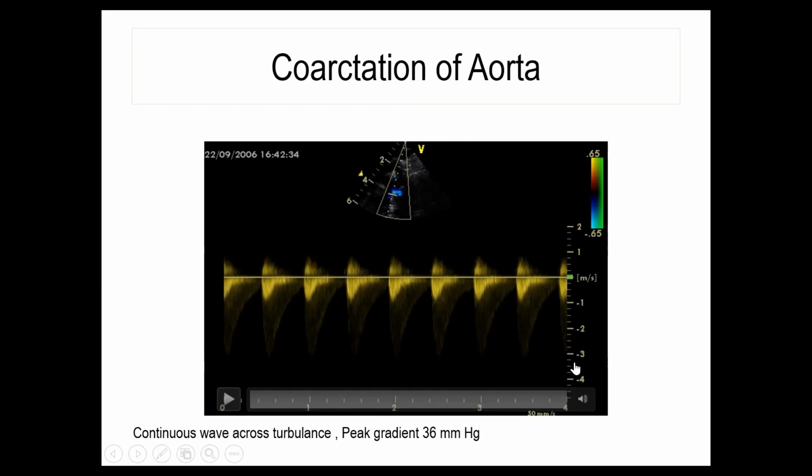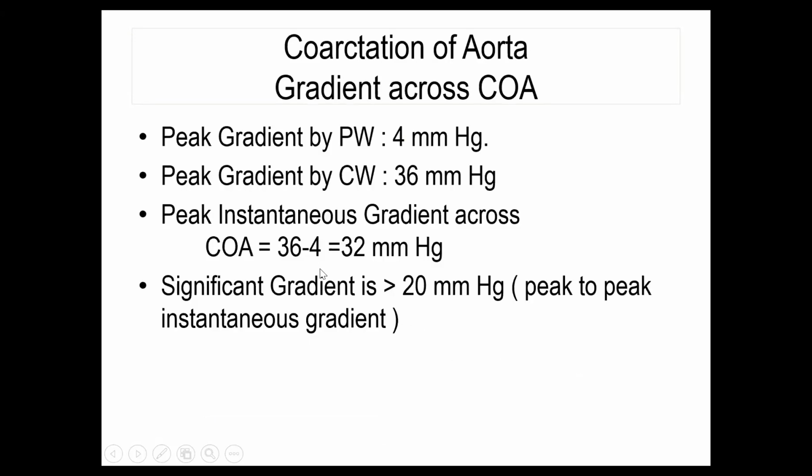So the effective gradient across the coarct is 36 minus 4, that is, the gradient before the coarct, which is 32 millimeters of mercury. Anything more than 20 is considered abnormal. Thank you, sir. Clear? Yes, sir. Thank you, sir.